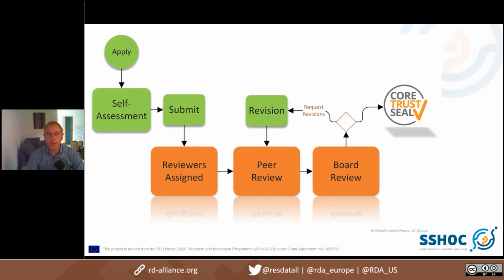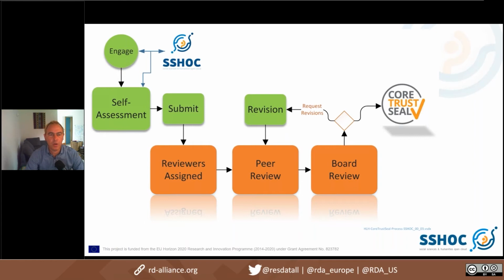The CoreTrustSeal process itself: after making an application, a self-assessment against the 16 requirements is submitted to the CoreTrustSeal. Two reviewers are assigned to the application. The peer review process is then reported in for a full board review. The board decision is either to request revisions against the requirements and the evidence, or to approve the CoreTrustSeal and award the CoreTrustSeal.